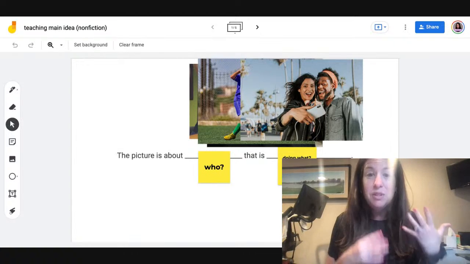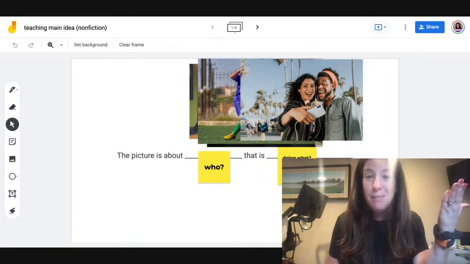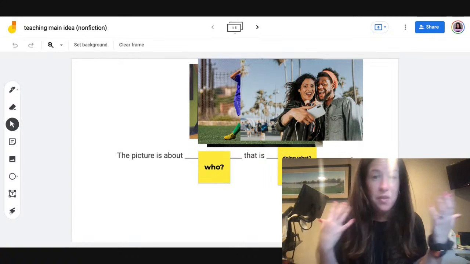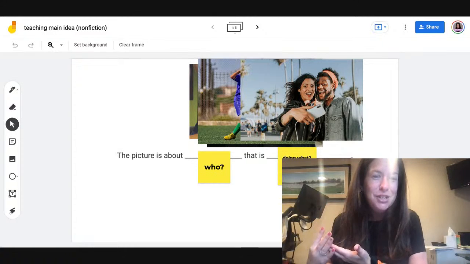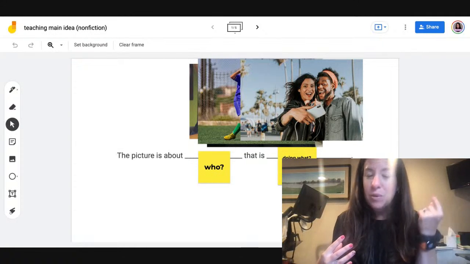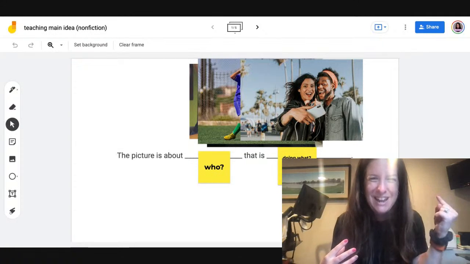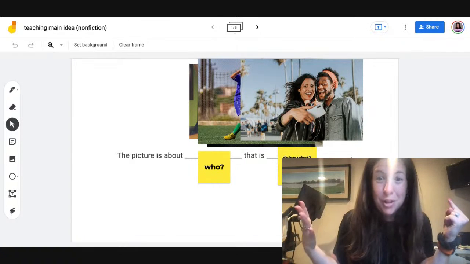So when it comes to a fictional text, who is it about and what do they do? That's what they have to listen for. And if it's nonfiction, what's the topic? What's that one word heard over and over again? And what did you learn about it?